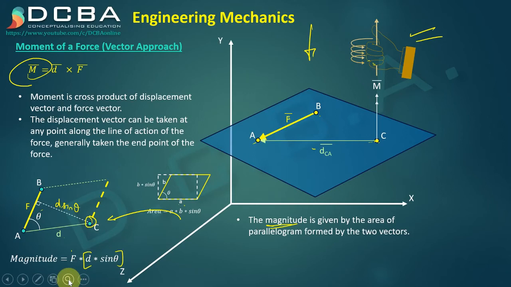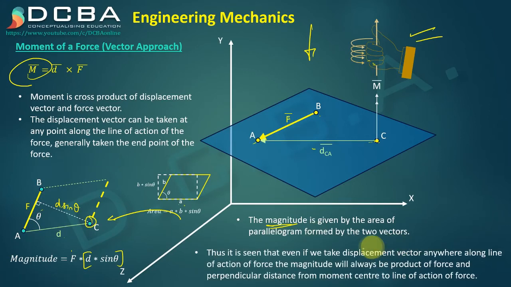Just in vectors, we get the advantage of choosing our displacement vector at any point on the line of action of our force. So it is seen that even if we take the displacement vector anywhere along the line of action of the force, the magnitude will always be the product of force and the perpendicular distance from the moment center to the line of action of force.